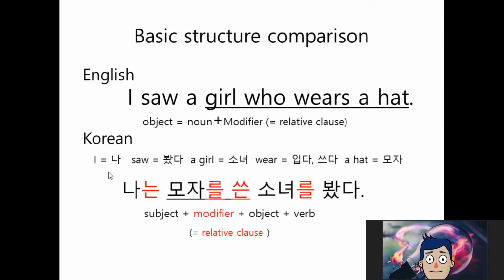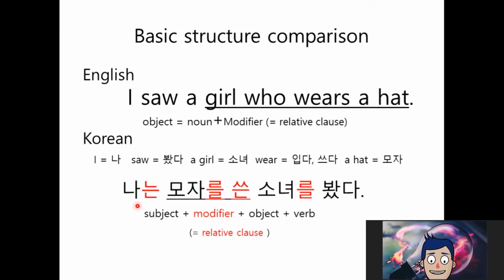Okay? So, I is 나, saw is 봤다, is the past tense. 보다 is the base form of 봤다. Okay? Anyway, a girl, 소녀, wear 입다 or 쓰다. In this case, we are talking about a hat, so we have to use 쓰다. Okay, a hat is 모자. So, who wears a hat? 모자를 쓴. 은 is like adjective. Okay, so 모자를 쓴 소녀.